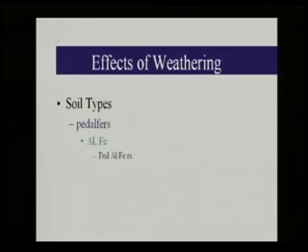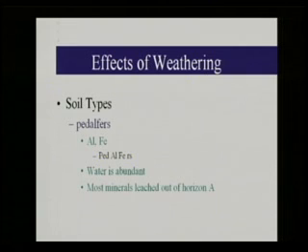Pedalfer has aluminum and iron content, and you'll note that I wrote pedalfer using the symbols for aluminum and iron. And this is an easy way to remember this. Pedalfer, the word, includes the symbols for aluminum and iron. Pedalfers form where water is abundant, and most minerals, therefore, are leached out of that horizon A, or the A zone. We see a lot of organics in pedalfer soil.